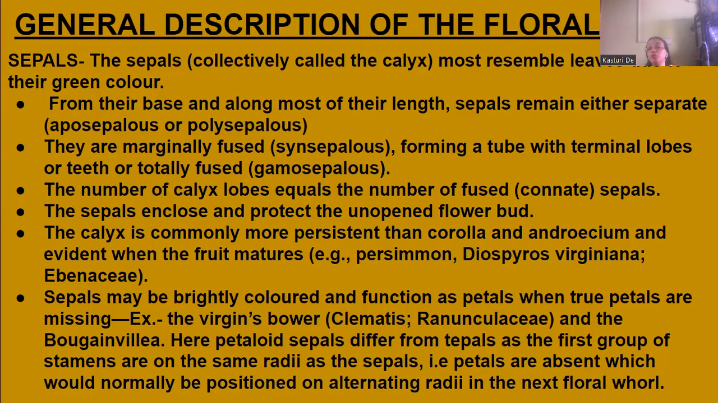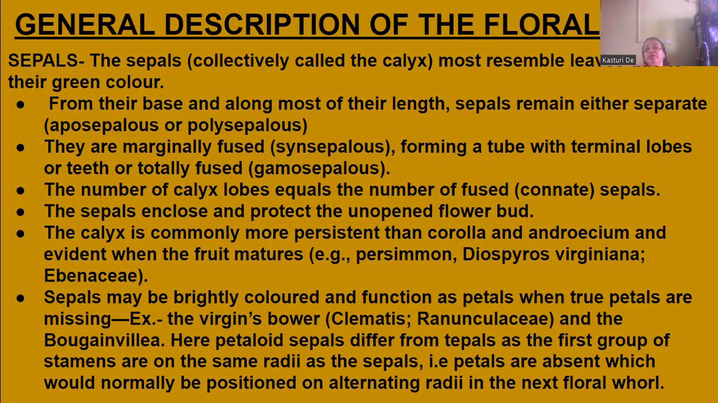Next is the number of calyx lobes equals the number of fused connate sepals. Okay, so the number of calyx lobes equals the number of fused sepals. Fused sepals are known as connate sepals. So that equals the calyx lobes. Okay. What is the function of the sepals? They enclose and protect the unopened flower in the bud. Okay. Now the calyx is commonly more persistent than the corolla.